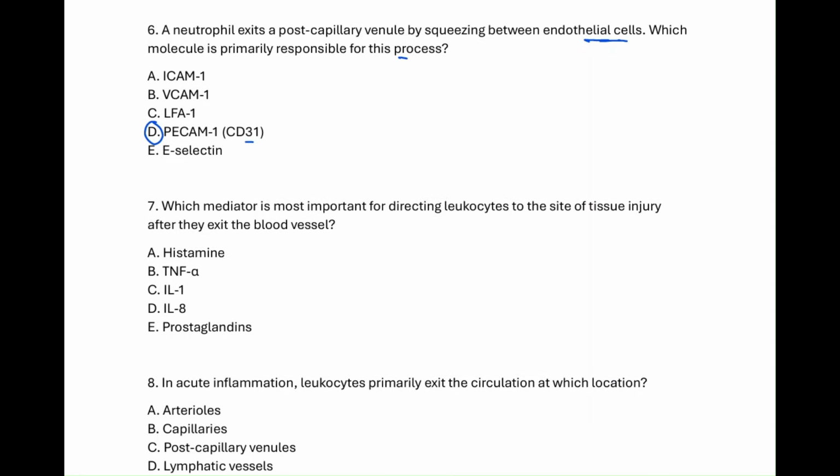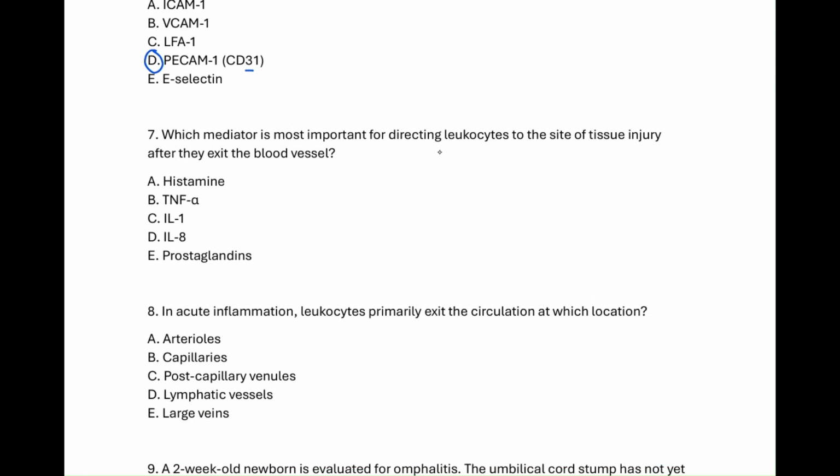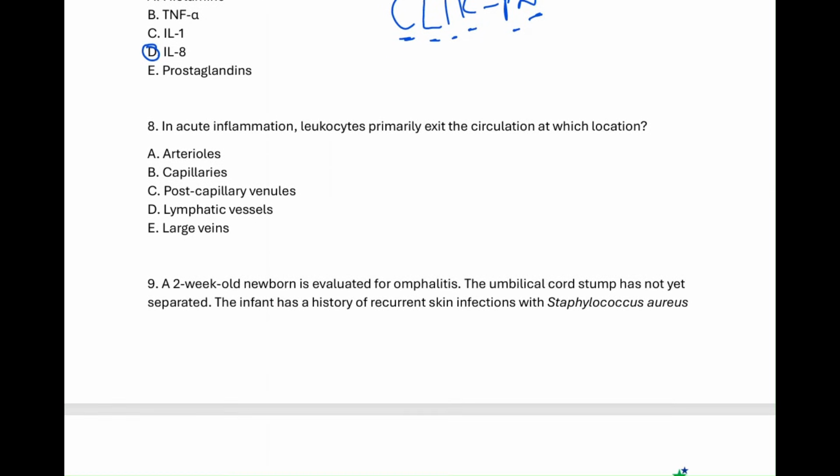Very good. Next one. Which mediator is most important for directing leukocytes to the site of tissue injury after they exit the blood vessel? So they're asking us for what? Our neutrophil chemotaxis, guys. So remember C5a, LTB4, interleukin-8, kallikrein, platelet activating factor, and N-formyl methionine peptide. The best answer there will be interleukin-8, which is D. Next one, in acute inflammation, leukocytes primarily exit the circulation at which location? Remember we said post-capillary venules. That's where they exit.